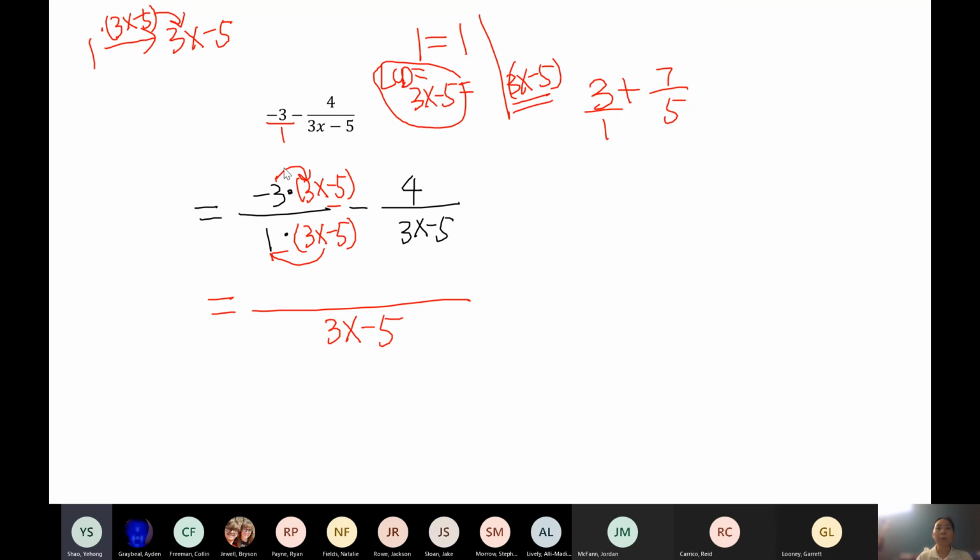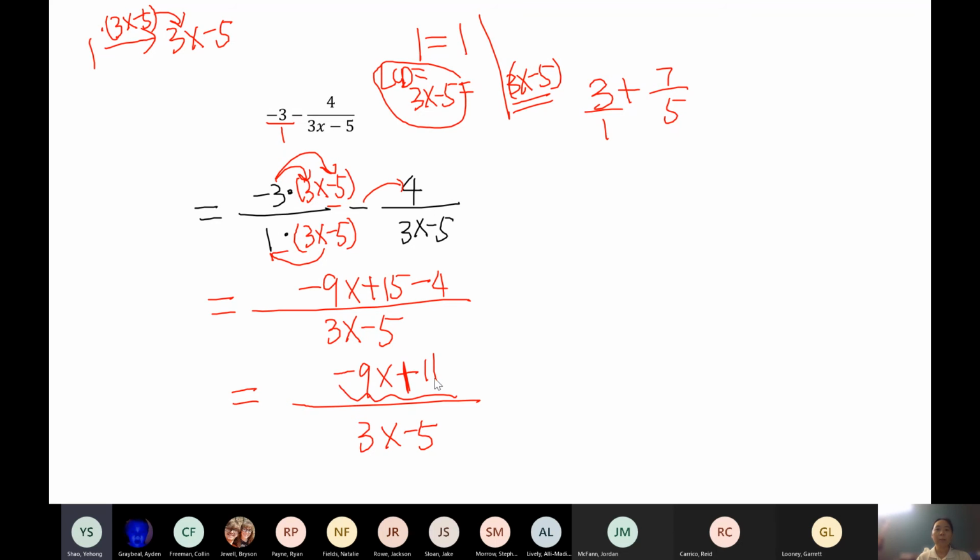The top, we distribute negative 3. Negative 9x plus 15. Negative times negative will be positive. And minus 5. So this minus goes in front of the top. And combine like terms further. Negative 9x plus 11. And look, there's nothing to factor out. No GCF. So that should be the simplest form. All right, questions?